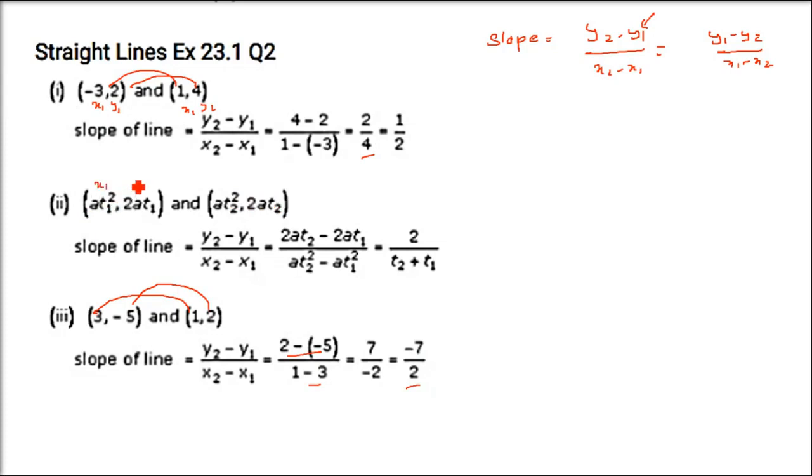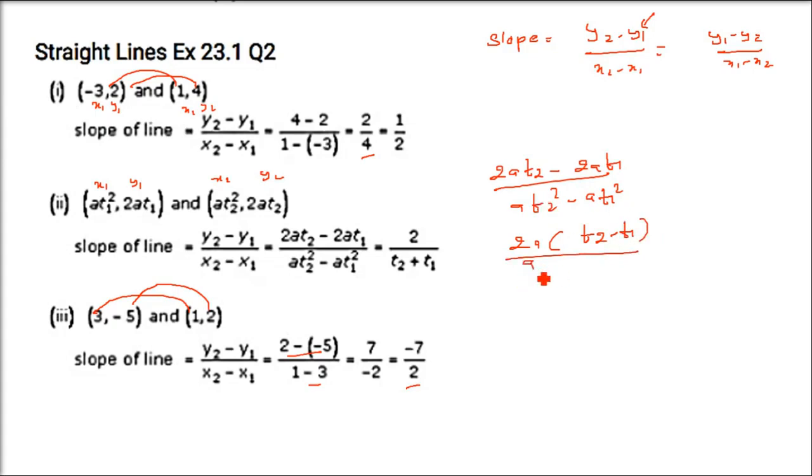Now this one we are going to do. So x1 is at1 square, y1 is 2at1, x2 is at2 square, and y2 is 2at2. So y2 minus y1 is 2at2 minus 2at1, divided by x2 minus x1, that is at2 square minus at1 square. Here you can take whatever is common. In the numerator you can take 2a common, you get 2a(t2 minus t1). In the denominator you can take a common, so you get a(t2 square minus t1 square).